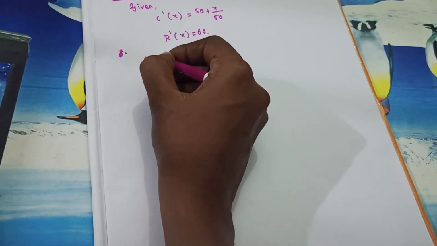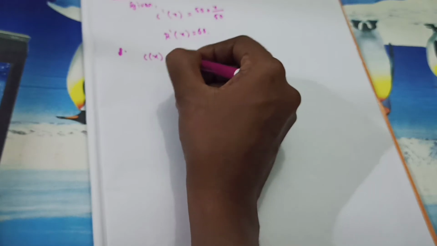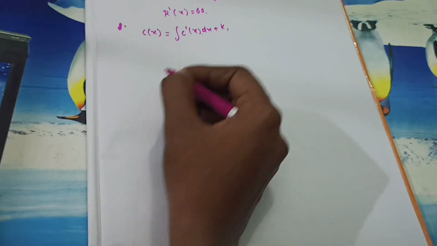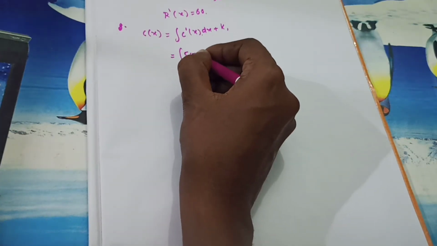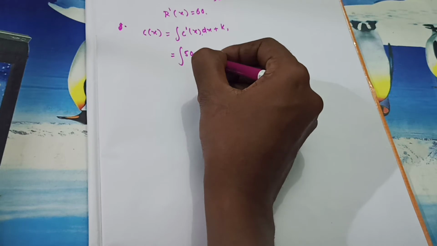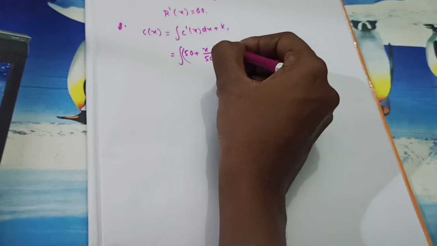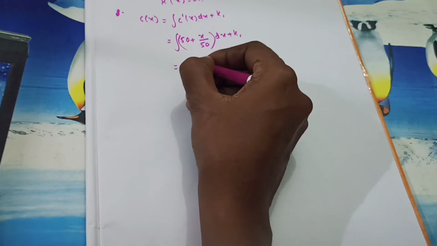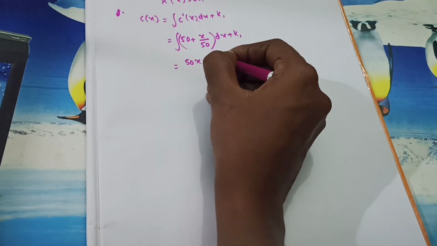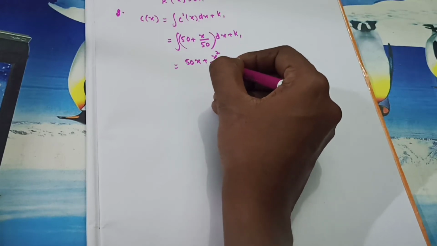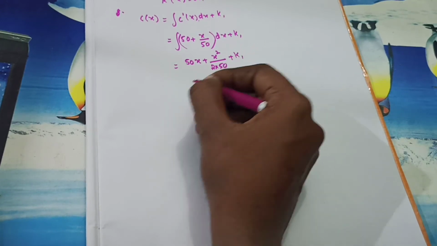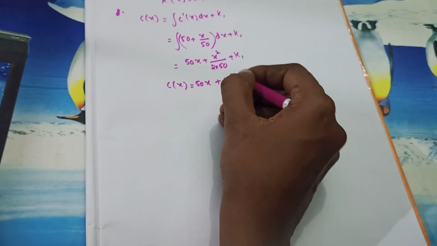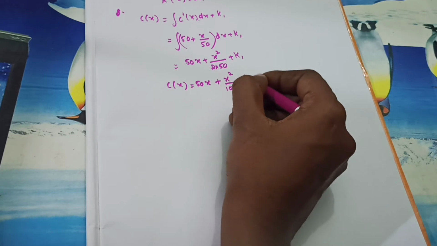C of x means integration of C dash of x dx plus you can apply the constant as k1. That's equal to integration of what is C dash of x? 50 plus x by 50 dx plus k1. Integrate it now. So 50x plus x square by 2 into 50 plus k1. So what's the value of C of x? 50x plus x square by 100 plus k1.